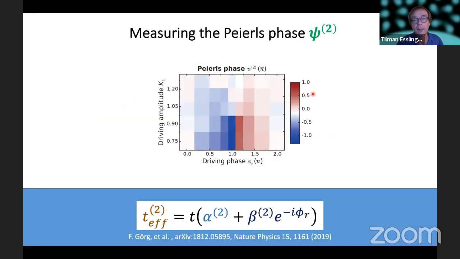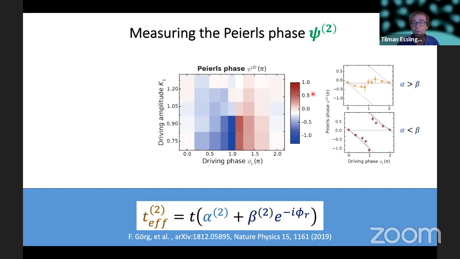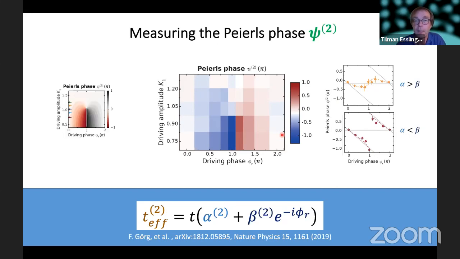And this is a round of results. So we change the relative driving phase, and then we always measure the pulse phase, and you see that this region corresponds to a situation where alpha is larger than beta while we change this driving phase, and that would be a scan somewhere around here. And we see that we have a phase jump if we are in this other regime, where alpha is smaller than beta.